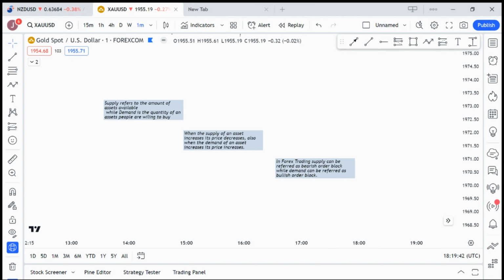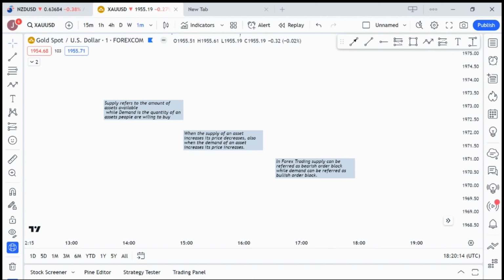So in trading, supply can be referred to as bearish order block, while demand can be referred to as bullish order block. Different traders have their own different terminologies. Me, I prefer calling it supply zone or demand zone. Some will call it order blocks. So when you hear order blocks and you hear supply zone, don't be confused. Just that you have to specify which order block. Is it a bearish order block or a bullish order block?